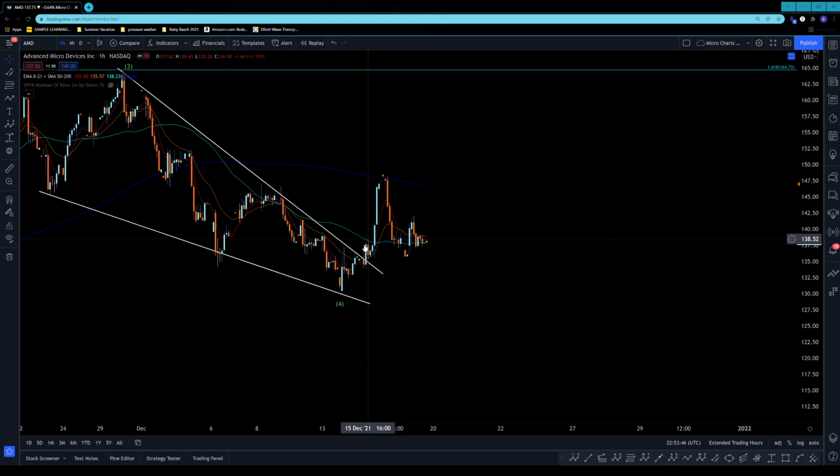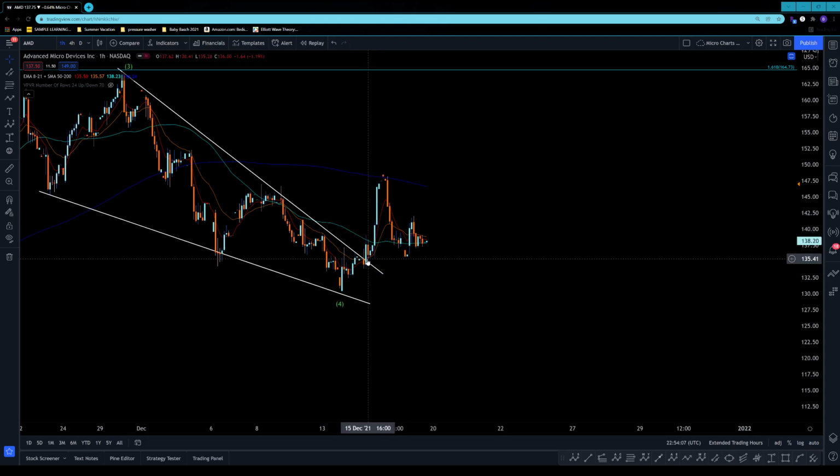We finally got above it and got rejected at this 50-hour simple moving average. Well, this was a breakout, right? This is a breakout of the falling wedge, and then we got our retest. This is a backtest. If it would have failed, it would have sent us way lower, but it didn't. It held. And at the exact same time as we were getting our backtest, these EMAs were bullish crossing.